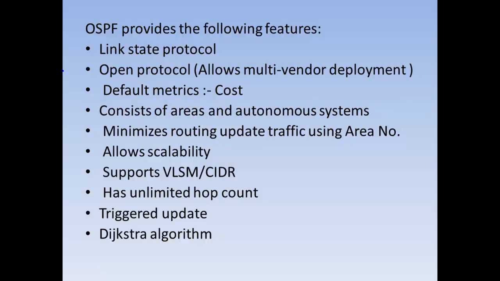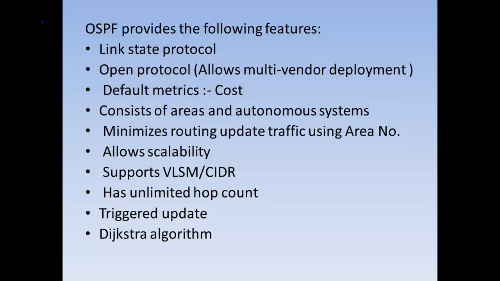Third, default metrics. Metrics means how a routing protocol chooses the best path to reach the destination. What is the basic algorithm behind choosing the best path? RIP uses the hop count as a metric, and EIGRP uses the delay, bandwidth, load and reliability. But OSPF uses a cost. So what is cost? I will explain in the next slide.